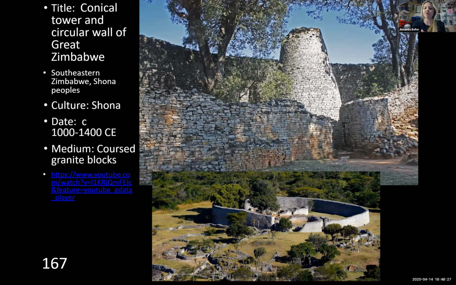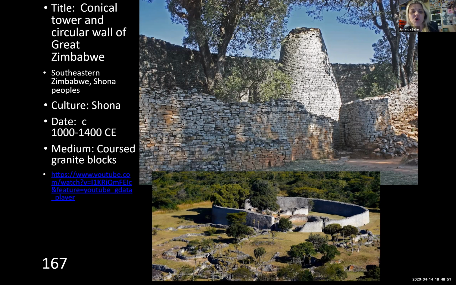So Great Zimbabwe is where a cultural people group called the Shona lived. And this is in what is now called Zimbabwe, but the work of art itself is actually called Great Zimbabwe. So this is where that word comes from. So the Shona people.